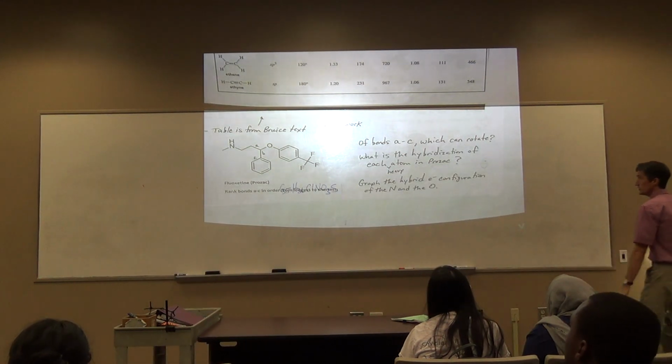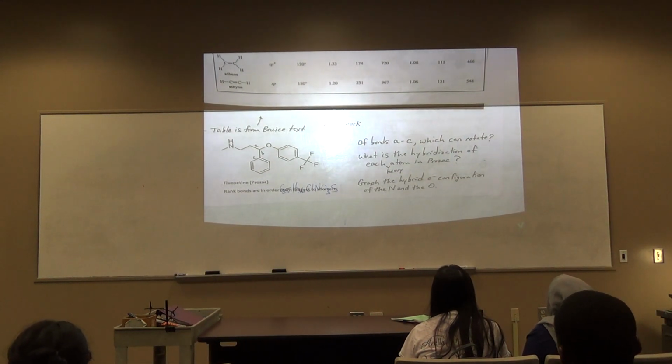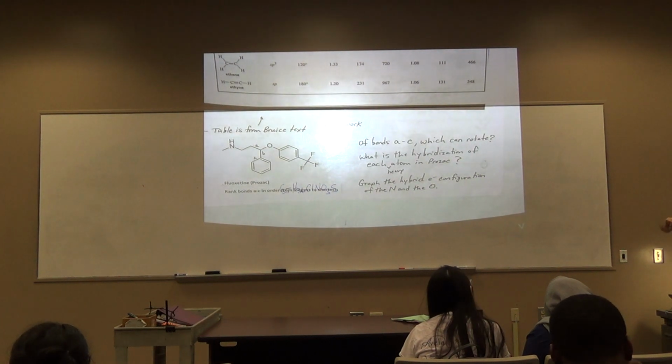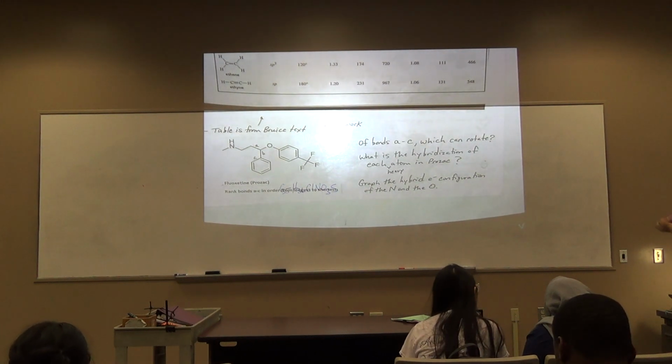In the end, you need to know what type of bonds can rotate and what not. Certainly a bond in a ring can't rotate. You're going to just twist the ring and destroy it. Okay?